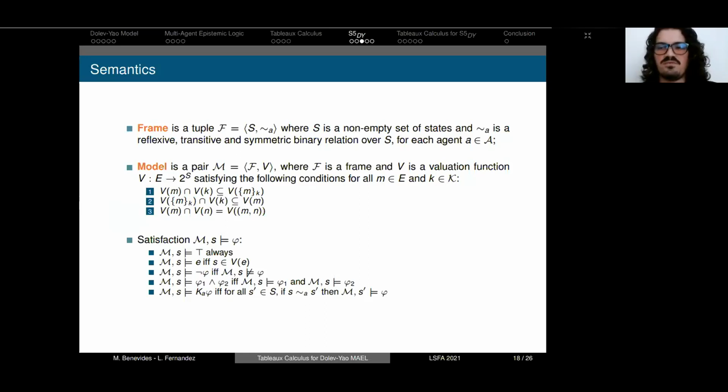The semantics is also similar, but in our model, we have to satisfy these 3 conditions. If we have a message M and a key K, we must be able to have the encrypted message M under K. If we have M under K and K, we have the original message M. And if we have messages M and N, we have the pair MN.